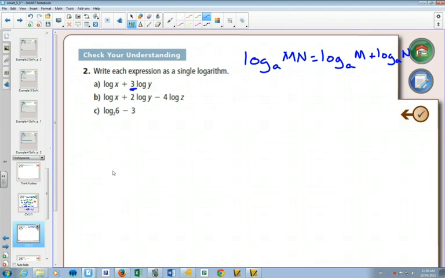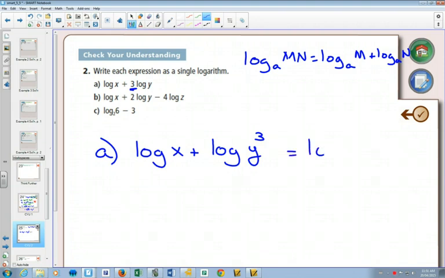But we have a log law that says if there's a number in front, you can put that in as an exponent. So if I did that as my first step and put that 3 in as an exponent, now I have a log plus a log, and I can combine those by multiplying. You can put it in brackets if you want, and now it's a single logarithm.